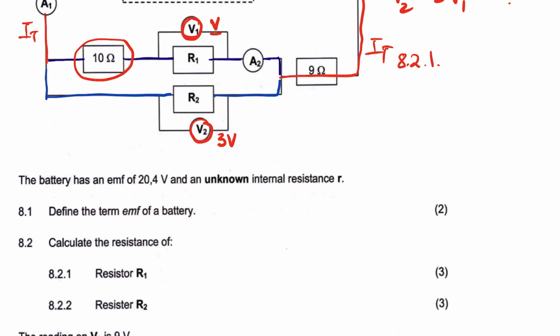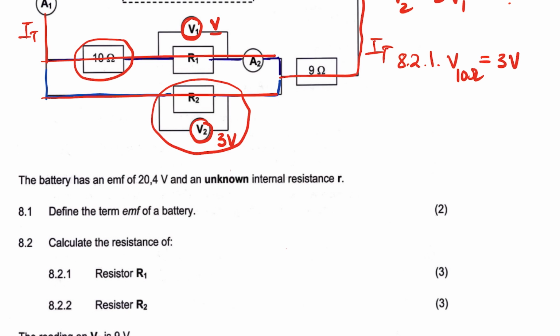The voltage here of the 10 ohm is equal to the 3V, which is this one. Remember, the voltage of this parallel is 3V, and the voltage here is 3V. But particularly, we want the voltage of this one. I'm going to show you where we're going to do that. So we're going to say this minus this, it will give us that.